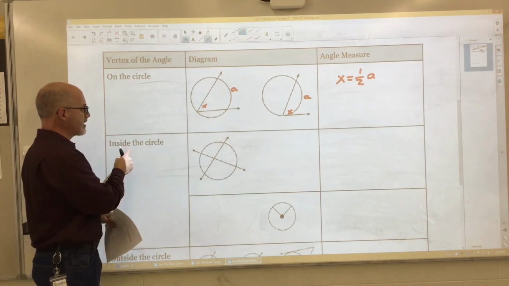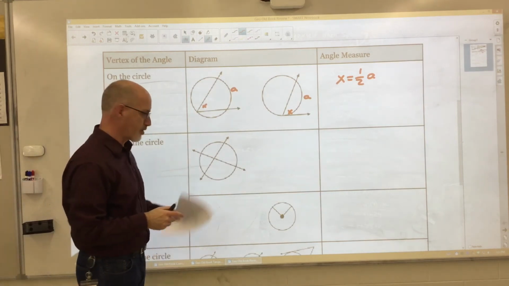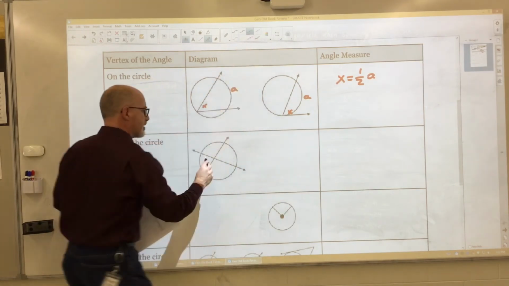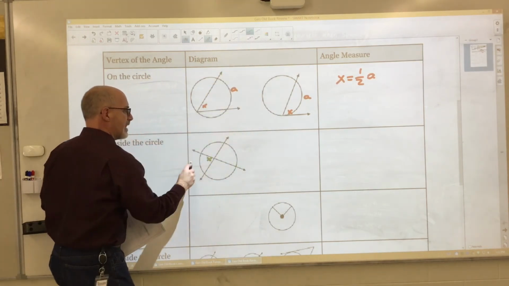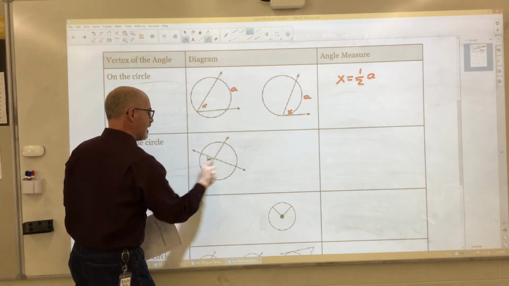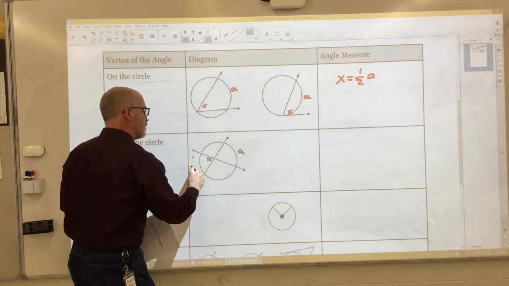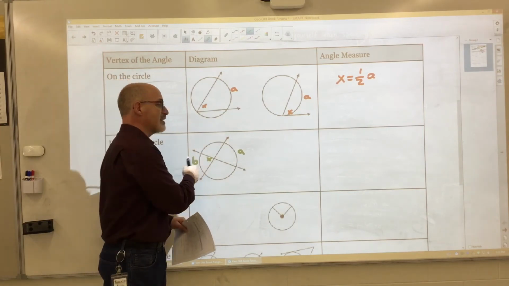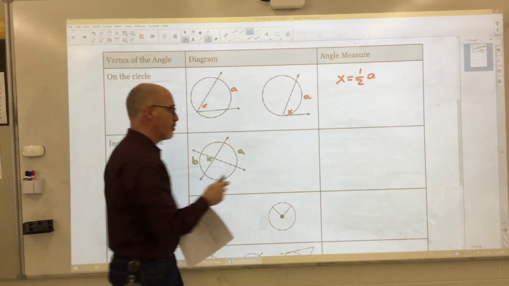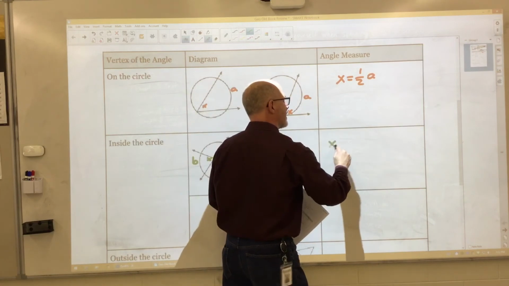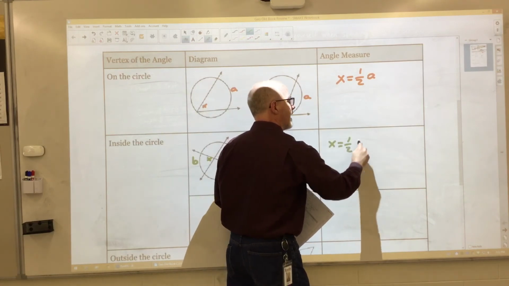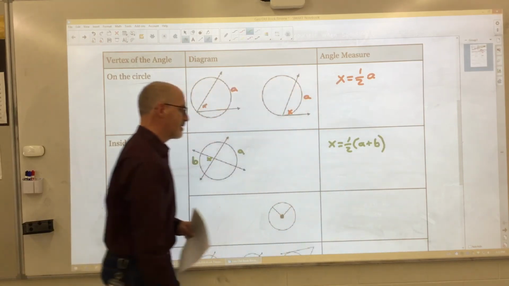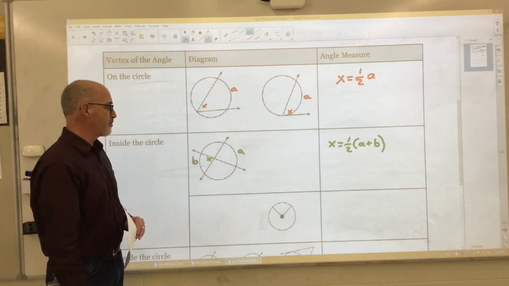Now, if the vertex of the angle is inside the circle, if I call this angle X here, and I'll call this arc A, and this arc B, then that angle is half the sum of those two arcs. So X is going to equal 1/2 adding the two arcs together to get that sum.